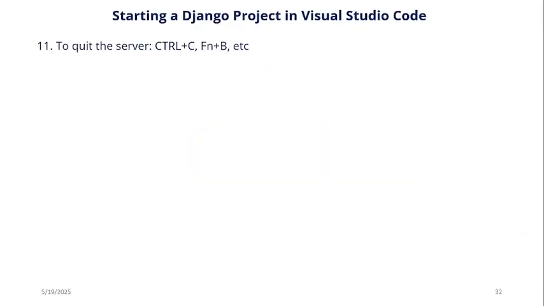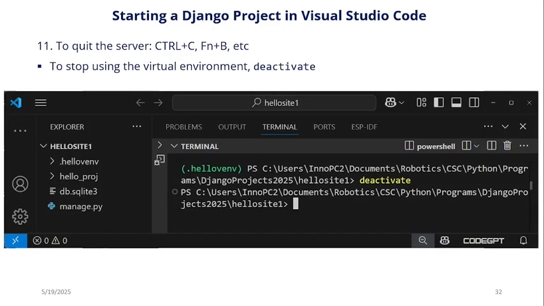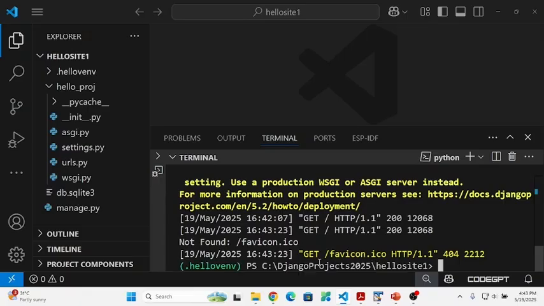So to quit the server, you just press Ctrl plus C, or whatever other method you discover online, but I am used to pressing Ctrl plus C. Then you can quit the server. And if you want to stop using the virtual environment, you just type deactivate. It takes me back.